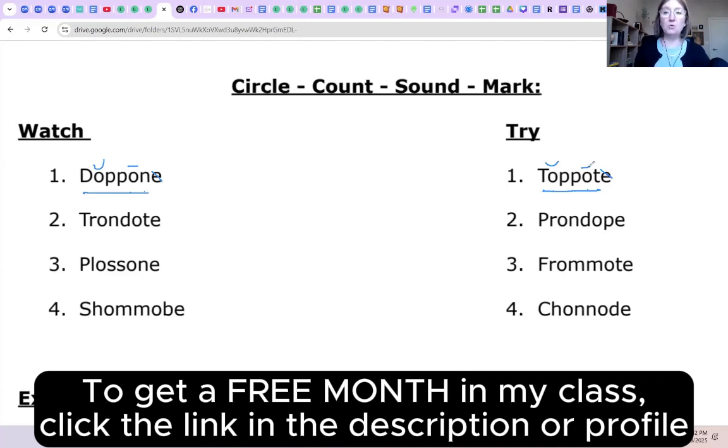And then this O says O. It says its name because there is a vowel one or two letters away. So our sounds are a silent T. Remember, T is only air, just T. Ah, P, only air, just P. O, T. Topote, topote, topote.